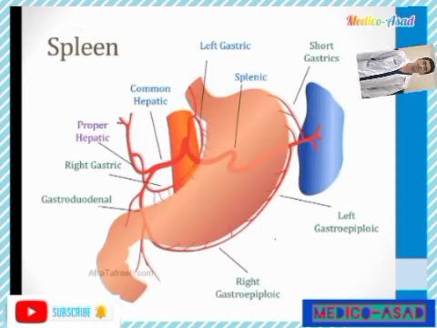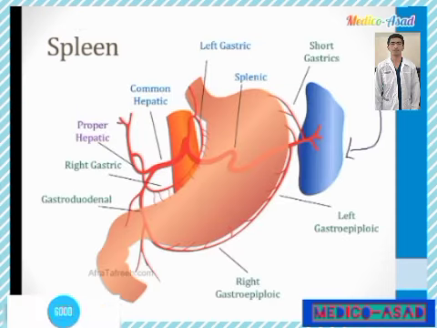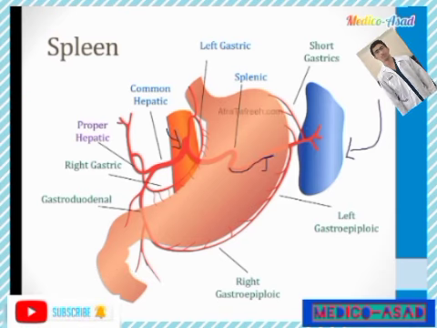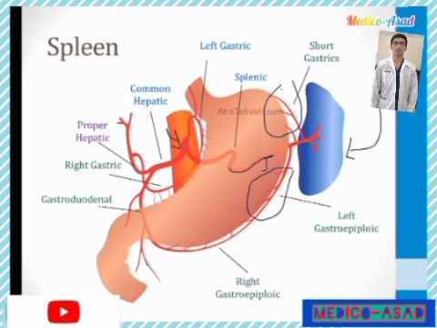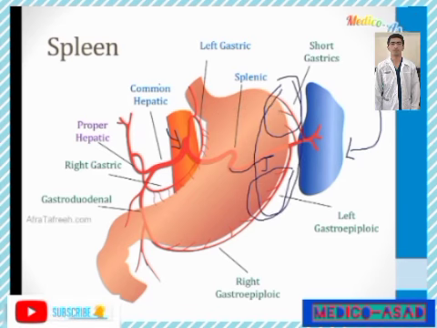This is a picture from our module on GI blood supply. This is the spleen shown here. This is the splenic artery coming off the celiac trunk, which supplies it with blood. These are the short gastric arteries, and this is the left gastroepiploic artery. Both of these can be found in the gastrosplenic ligament. And that concludes our module on GI embryology.